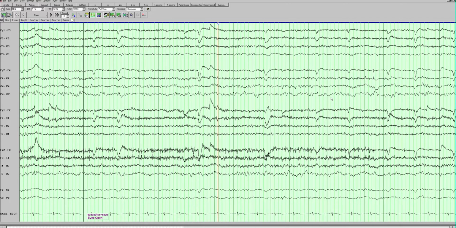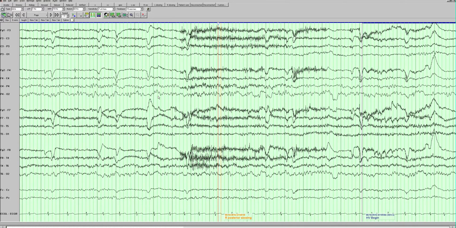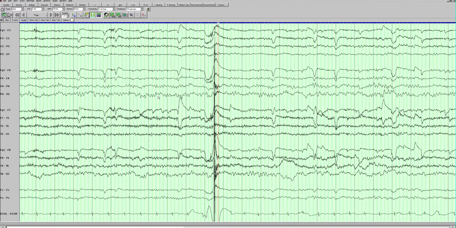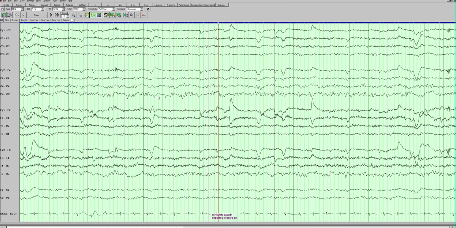So I mentioned that the posterior dominant rhythm frequency was about 7.5 hertz on the left, and it's slower on the right. If we count 1, 2, 3, 4, 5, about 6 hertz. So we have an asymmetry in terms of the frequency. The background does appear to be reactive, and we do see a good frequency amplitude gradient if you look from the front to the back.